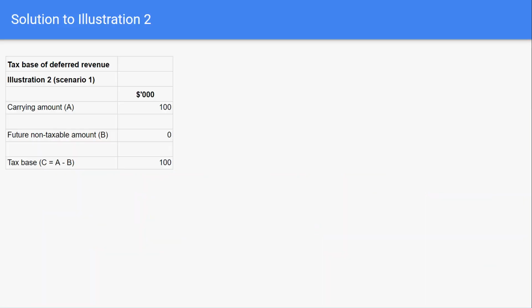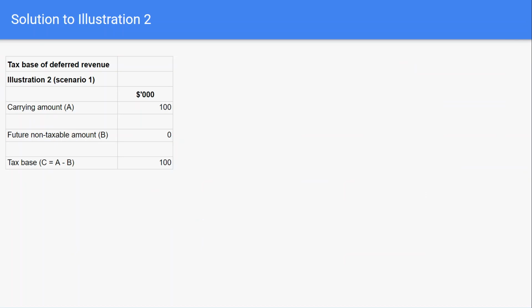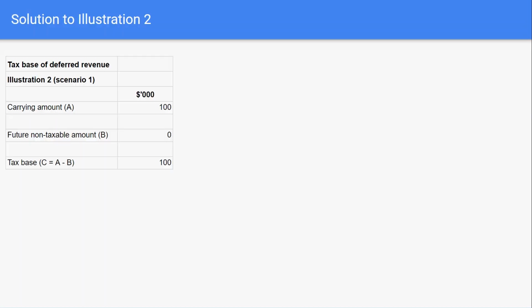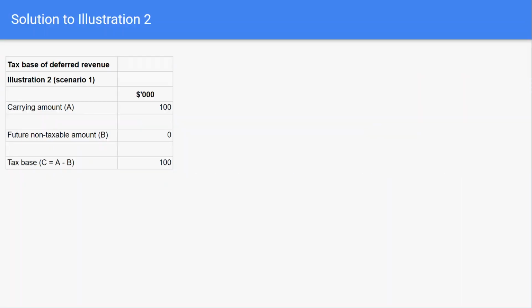So let's go to the solution of scenario. So we're going to look at the first situation. The first scenario of this second illustration is accrual basis. So we're saying that we're going to be taxing the deferred revenue when it is recognized as revenue in the books, when that cash is recognized as revenue in the books. And we're determining the tax base for the period ended 2023. Current amount is standard, is not changing, is $100,000.